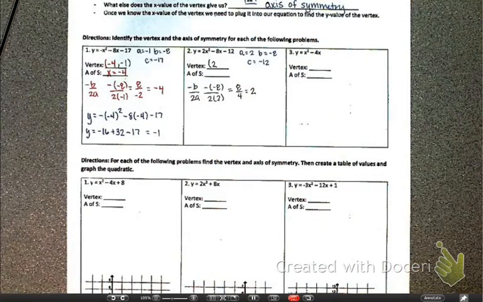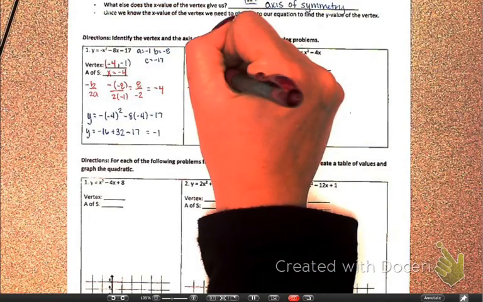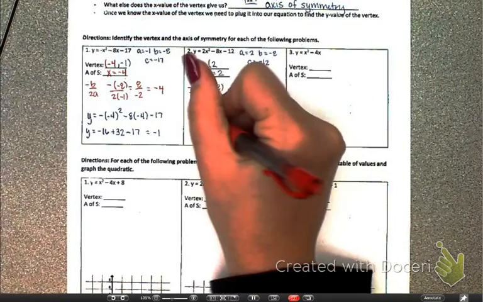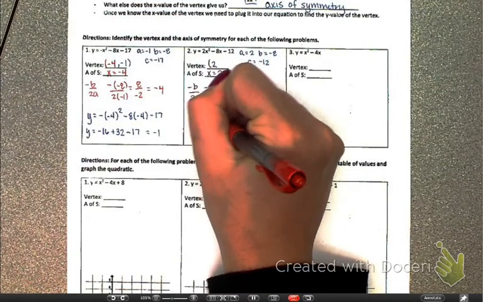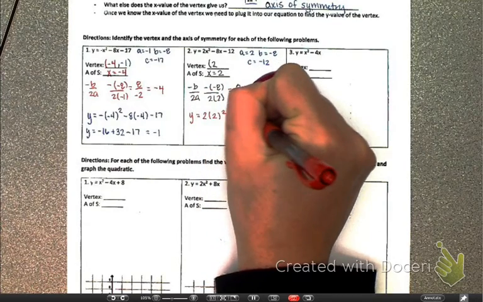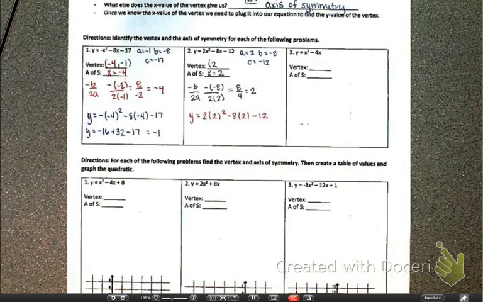What's my axis of symmetry? X equals 2. And to find the y value, we're going to plug it back in. So y equals 2 times 2 squared minus 8 times 2 minus 12. I replaced all the x's with 2.